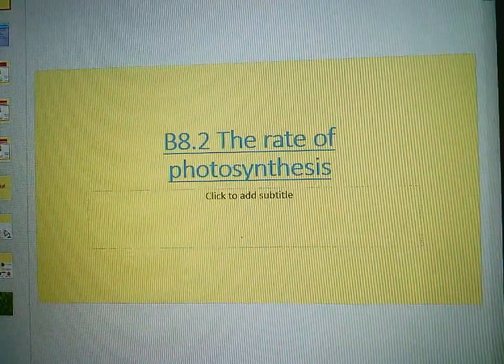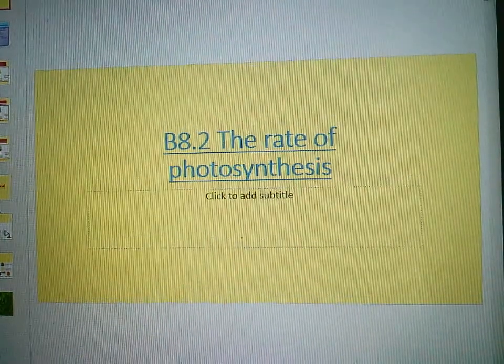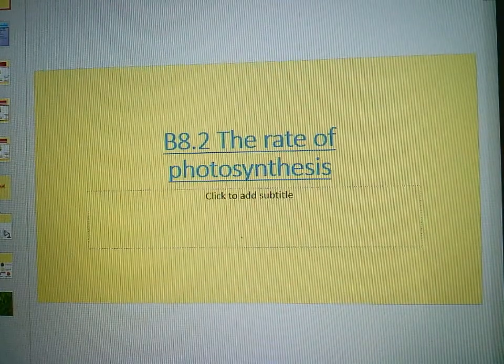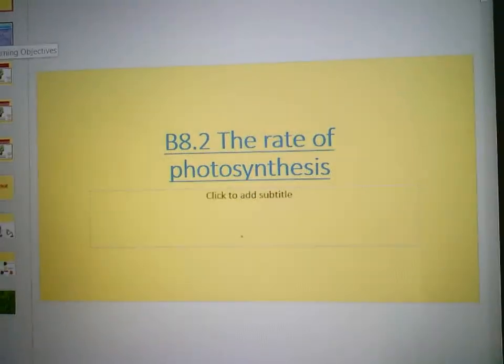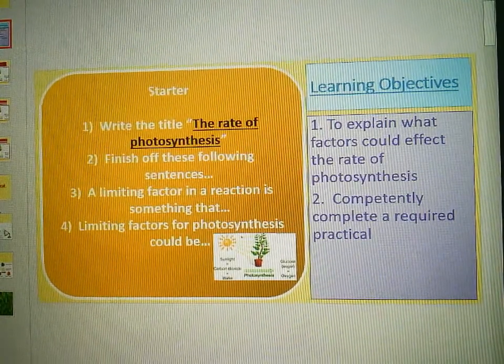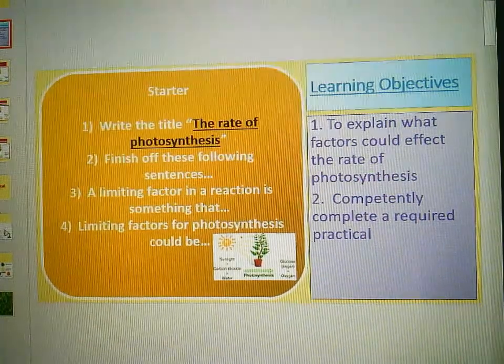Hi guys, so last lesson we talked about photosynthesis, kind of what it is and what it involves, and now we need to talk about the rate of photosynthesis and what that kind of means. So on this slide there are a couple of questions that I want you to have a go at answering. Now you might want to watch the whole video first and then have a go at them, but you just need to finish off the sentences.